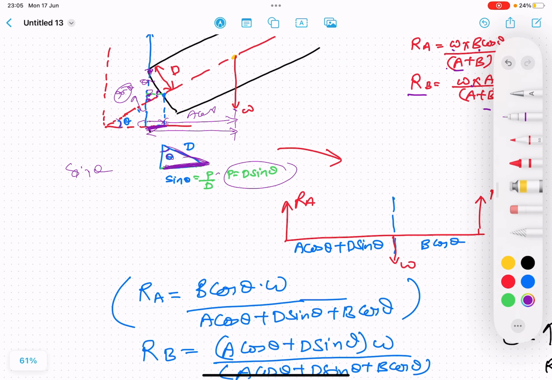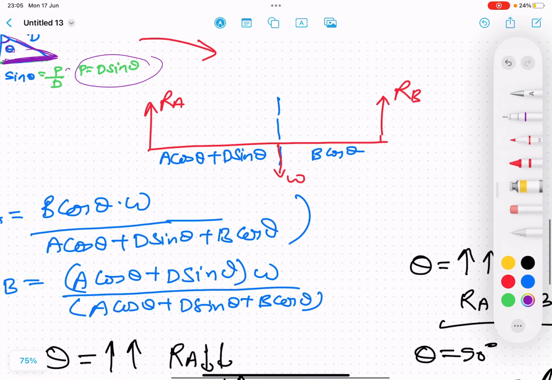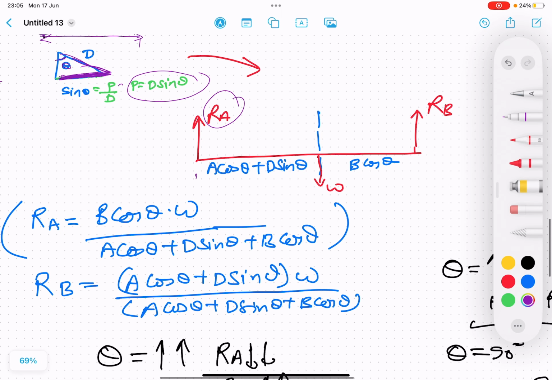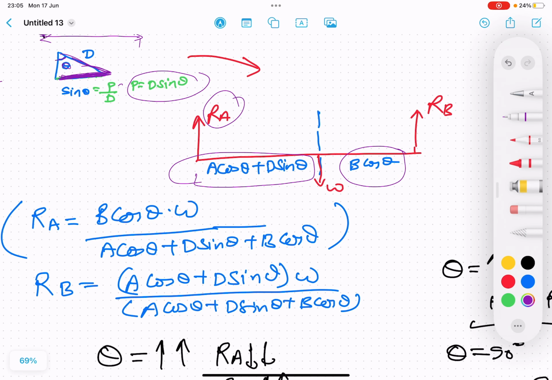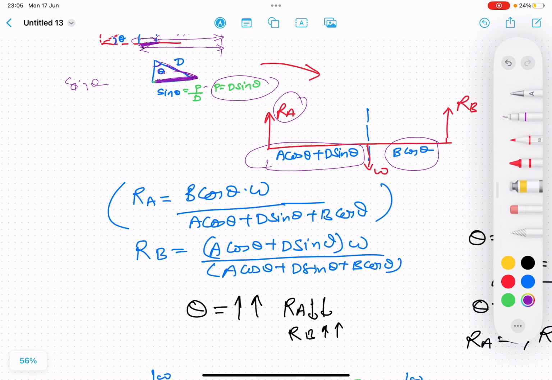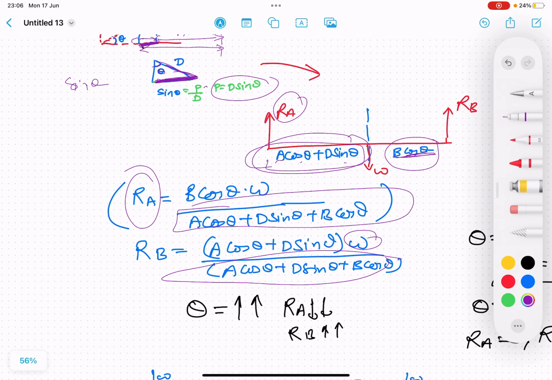So what addition is done over here? a cos theta plus d sin theta, this addition is being done, and b cos theta. So again using the lever rule we can simply calculate Ra is equal to this b cos theta over a cos theta plus d sin theta, and we add everything to get the total length. Okay, similarly this factor into w divided by total factor.